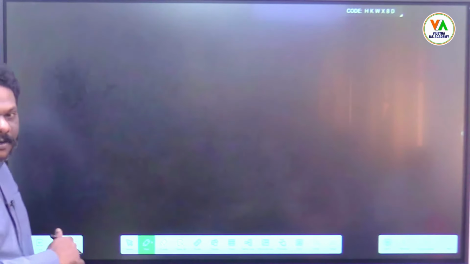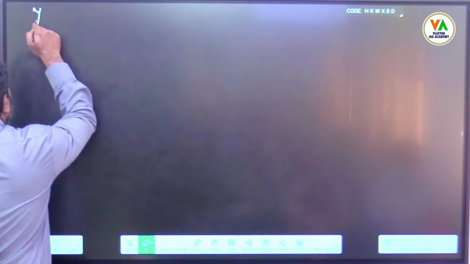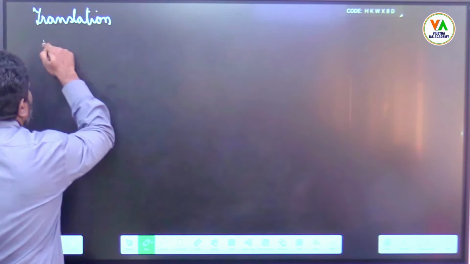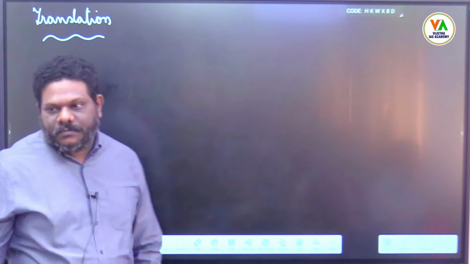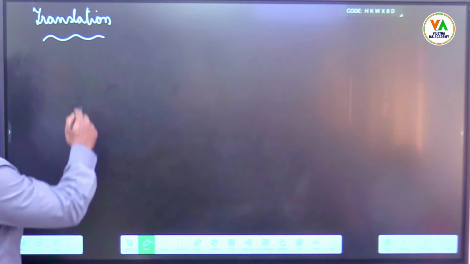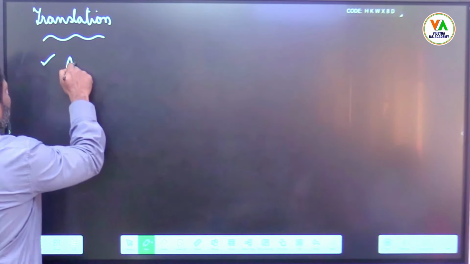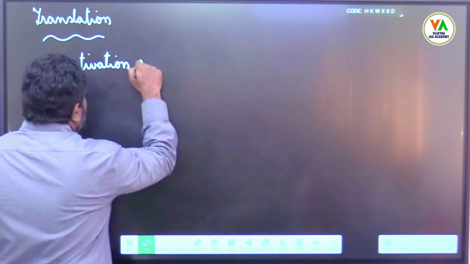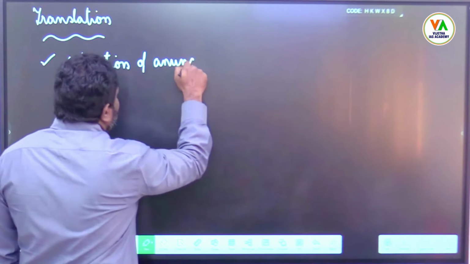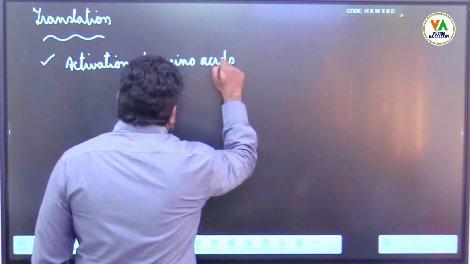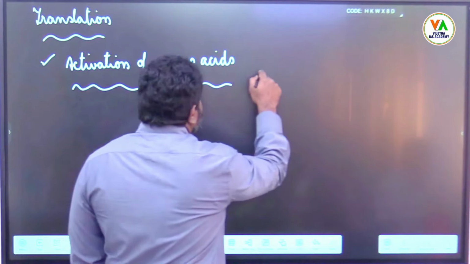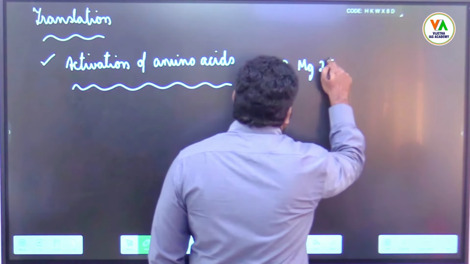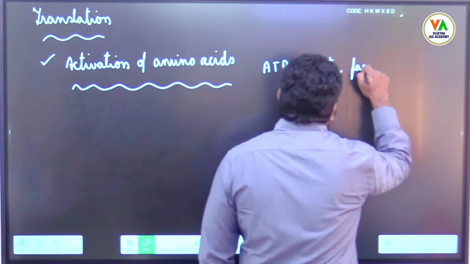Okay, we'll come back to the topic, translation. See, translation consists of different stages, which is activation of amino acids, which is done by means of ATP, Mg2+, several factors, cofactors and enzymes.